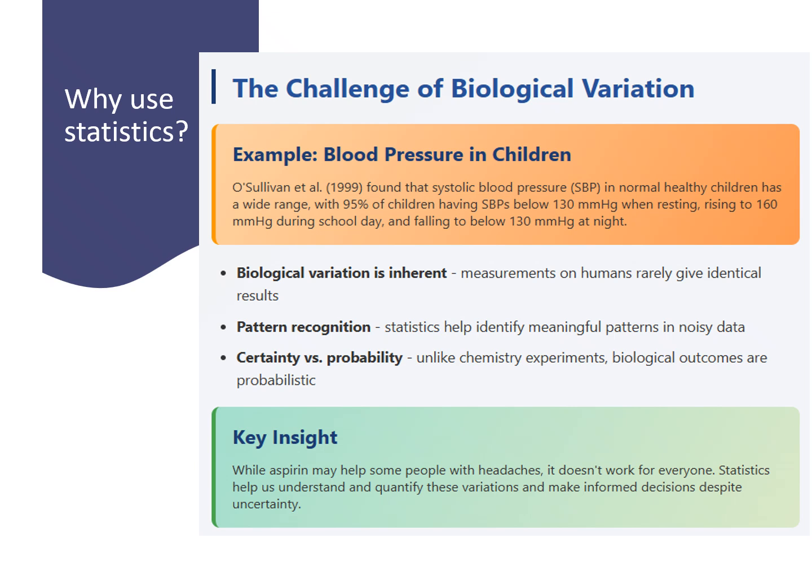Here's another way to think about it. In physics, if I get an unexpected result, I look for experimental error. In biology and medicine, if I get an unexpected result, it might be an error or it might be a real biological variation. Statistics helps us tell the difference.